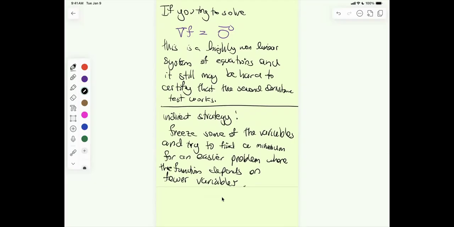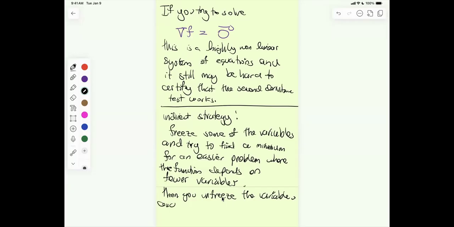And then you alternate: you unfreeze the variables and alternate the scheme. You go back and forth until, as in all of these things, there's some error or tolerance that you're willing to accept, so until you're close enough to the minimum.